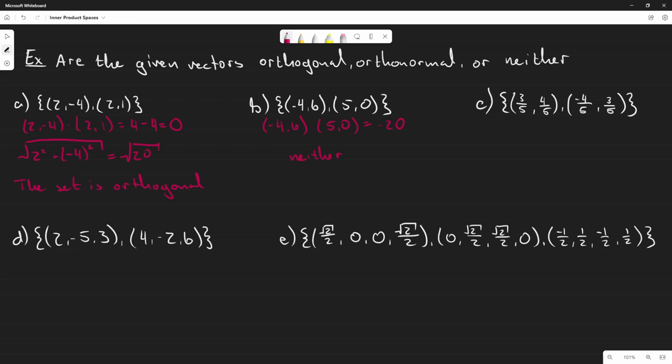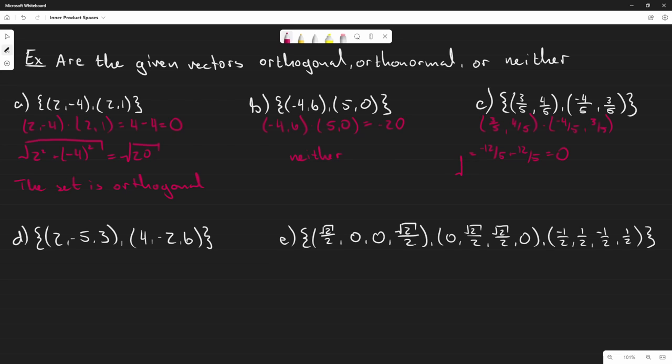For C, again, same thing. Just gonna take their dot product, dotted into -4/5, 3/5, and that's gonna be equal to -12/5 plus 12/5, and that's gonna be 0. So now to check if they're orthonormal, we will just simply take their magnitude.